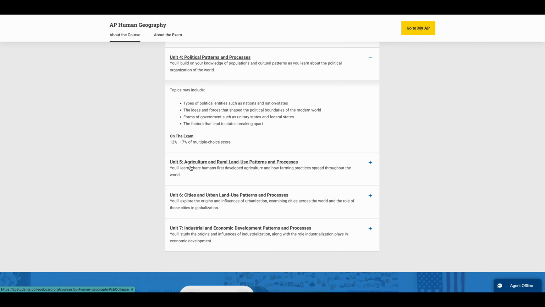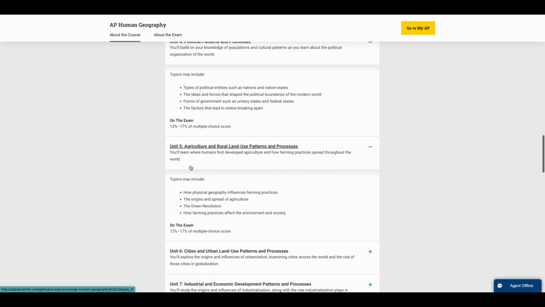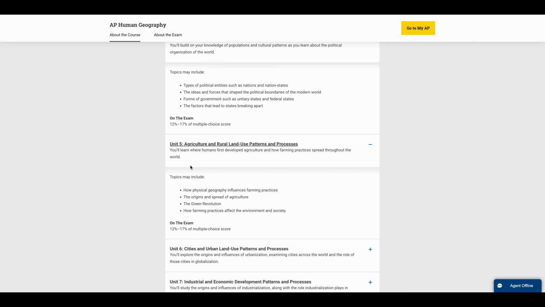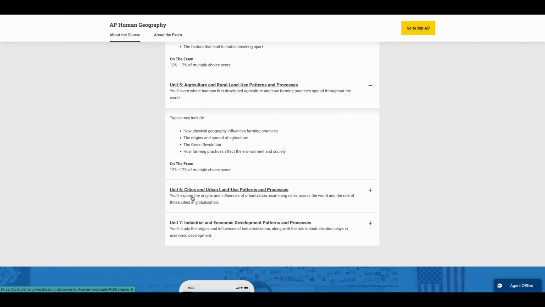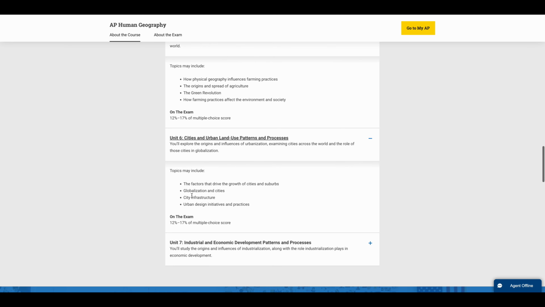And the next thing you talk about is agriculture. Again, I think this was a pretty difficult unit just because a lot of APHG is common sense, but Unit 5 isn't, because a lot of us don't live near agricultural or rural areas. If you do, good for you, but personally I don't. And then Unit 6 was about cities and urban land use. This was, again, a little bit of a tough unit, but it was a lot of common sense in a way. It's all about globalization, how technology has impacted people, cities, city infrastructure, etc.